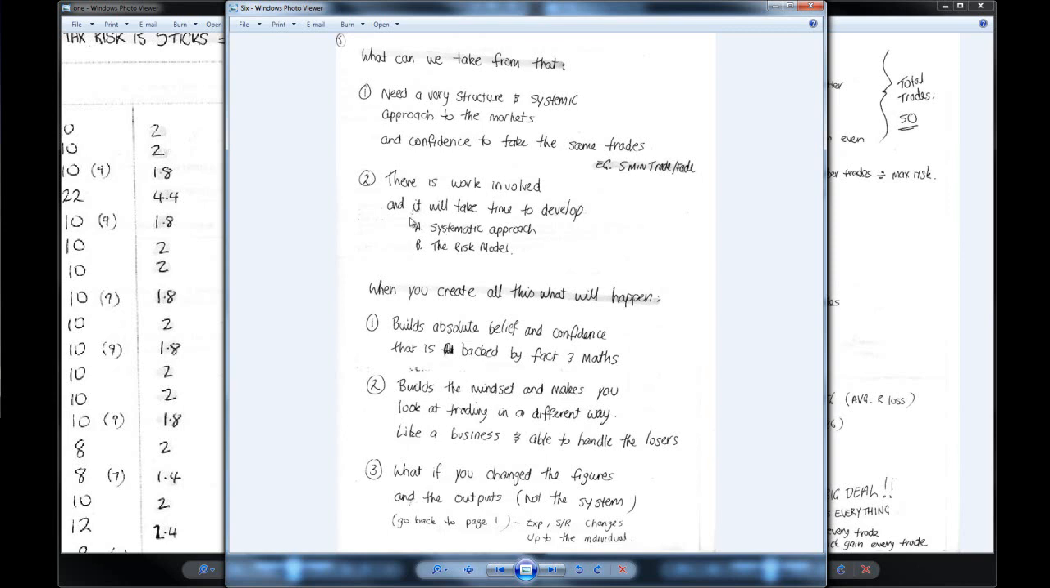And of course, two parts: an absolute systematic approach, and more importantly, my eyes are open to the fact that I need a risk model, and that is the perimeter that I put around my systematic approach. So we need to create those things. Okay, and when you create all this, what will happen? It builds belief and confidence that's backed by facts and maths.